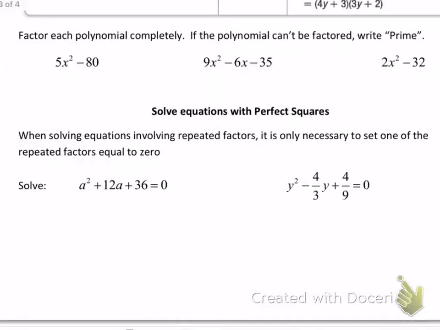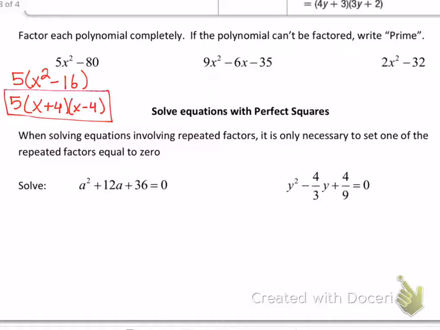This example says factor each polynomial completely. If the polynomial cannot be factored, write down prime. So if you can't do anything, you just got to write down prime. So 5x squared minus 80. First of all, I can take out a 5, and so I have x squared minus 16. Okay, x squared minus 16. This is a difference of two squares. So I can split this up into two binomials. Those are my two binomials, x plus 4 and x minus 4. Can these be factored? No, they cannot. So this is my factored polynomial.